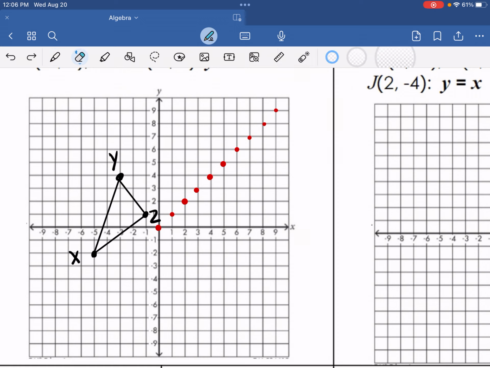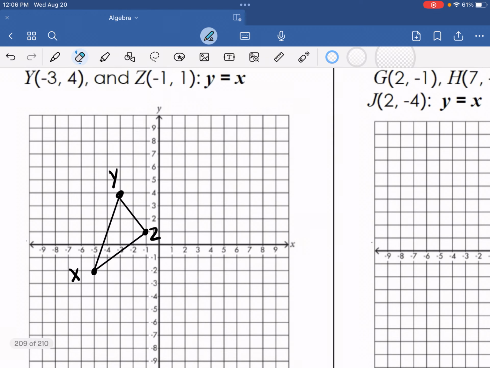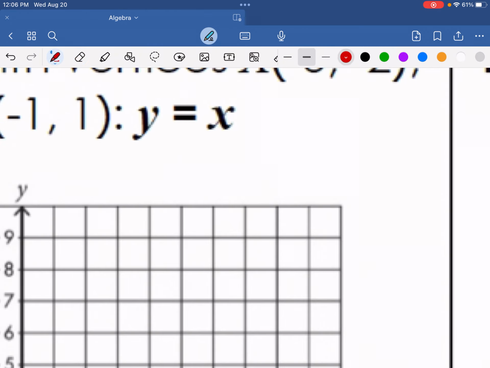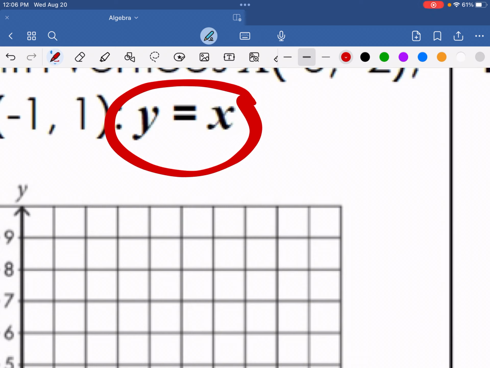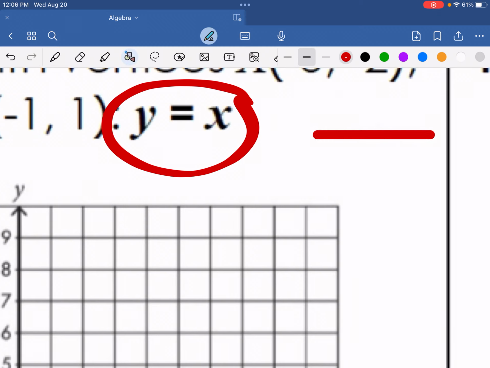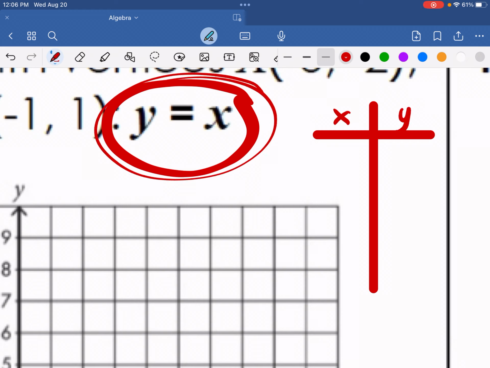Okay, another way that you can get this diagonal a little bit faster, I think, is if you just think about what this is saying. It says y equals x, so it means that they're the same numbers. So you want to just think about it and make a table of values for yourself, an x and a y. So let me pick random numbers that make sense to draw the line.